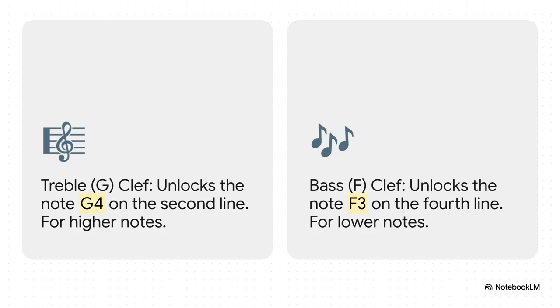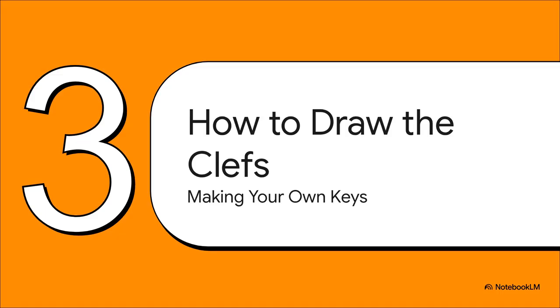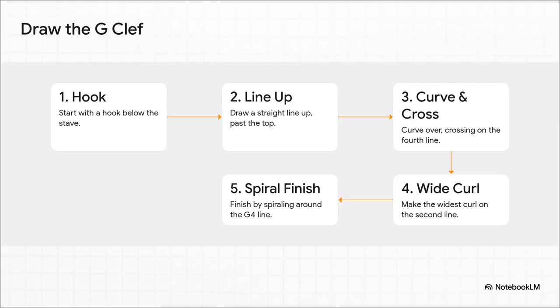Pretty cool, right? Understanding their history really makes you appreciate their design so much more. In fact, their modern shapes still echo where they came from as letters. So let's quickly break down how you actually draw them, and you'll see that connection for yourself. The G clef looks super complicated, I know, but it's really just a few simple moves. You start with a little hook, draw a straight line up past the top of the stave, then you curve over. But here's the most important part, the part that connects it right back to its past. That big, wide curl in its body happens on the second line up, and the final little spiral curls right around that exact same line, the G line. See? It's all about the G.